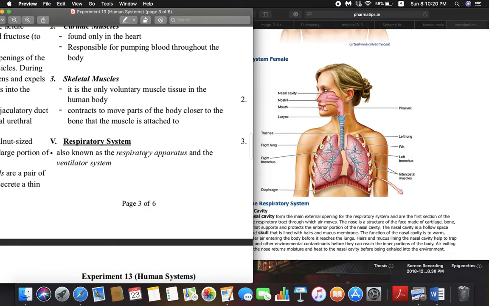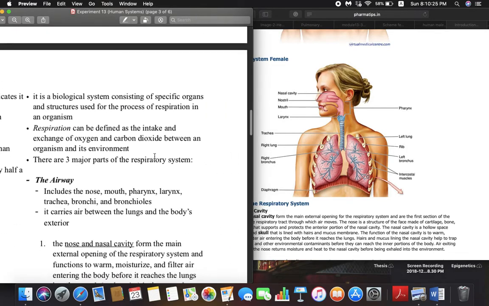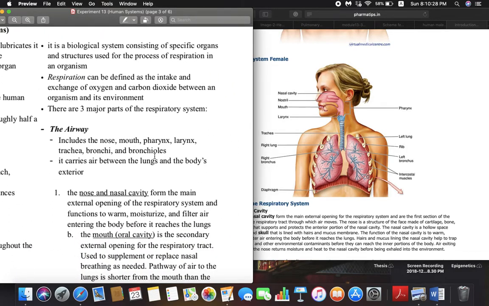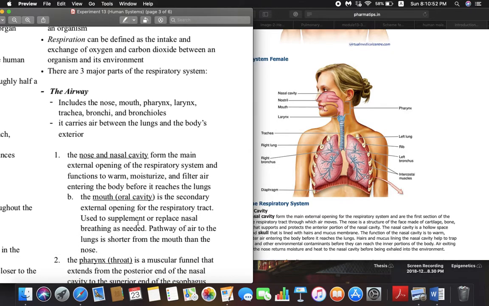Next, we have the respiratory system, which is also known as the respiratory apparatus and the ventilator system. It is a biological system consisting of specific organs and structures used for the process of respiration in an organism. The definition of respiration on the system level is different from the definition of respiration on the cellular level that we took in Lab 5. Respiration here can be defined as the intake and exchange of oxygen and carbon dioxide between an organism and its environment. We have three main parts of the respiratory system: the airway, the lungs, and the muscles of respiration.